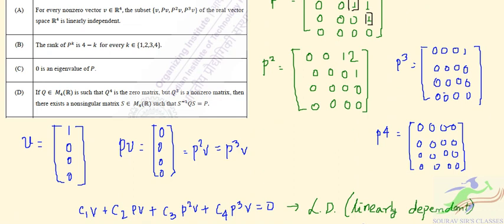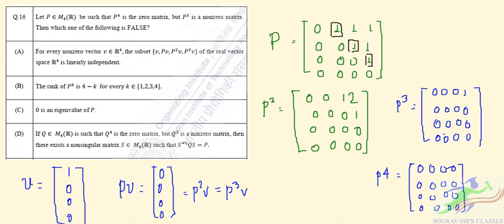0 is the eigenvalue of P. So you can see from here this is a singular matrix and the determinant of P is 0. So the eigenvalue is also 0. So option C is also correct. Now coming to option D.